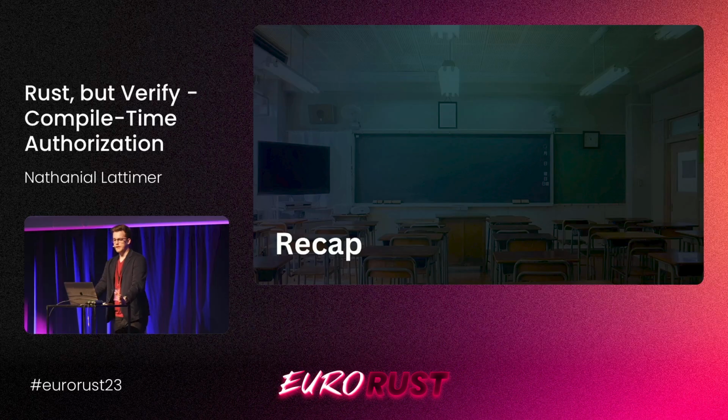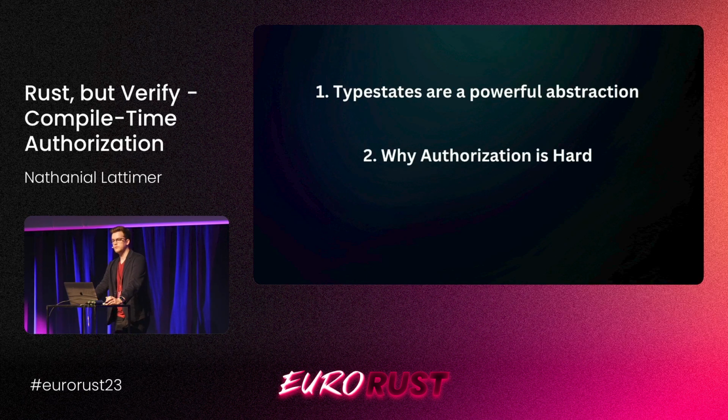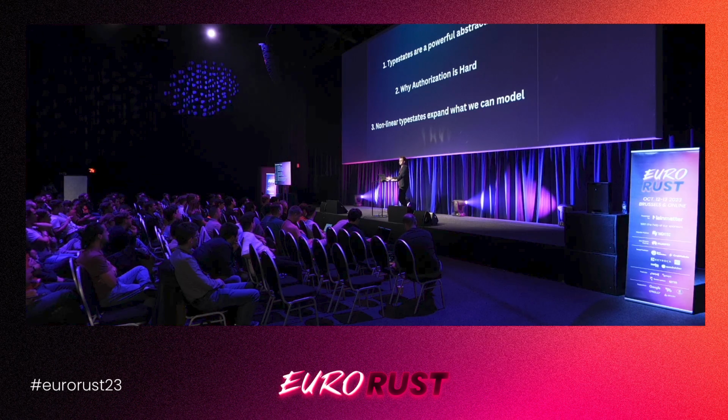Anyway, as we're wrapping up here, let's go over what we learned about today. First, we learned that typestates are a really powerful pattern to provide safe interfaces for developers. Second, we learned about the challenges in building software free from authorization issues, as well as strategies that organizations are using today to combat them. And lastly, we learned how to implement nonlinear typestates and how they can be used to model difficult problem spaces.